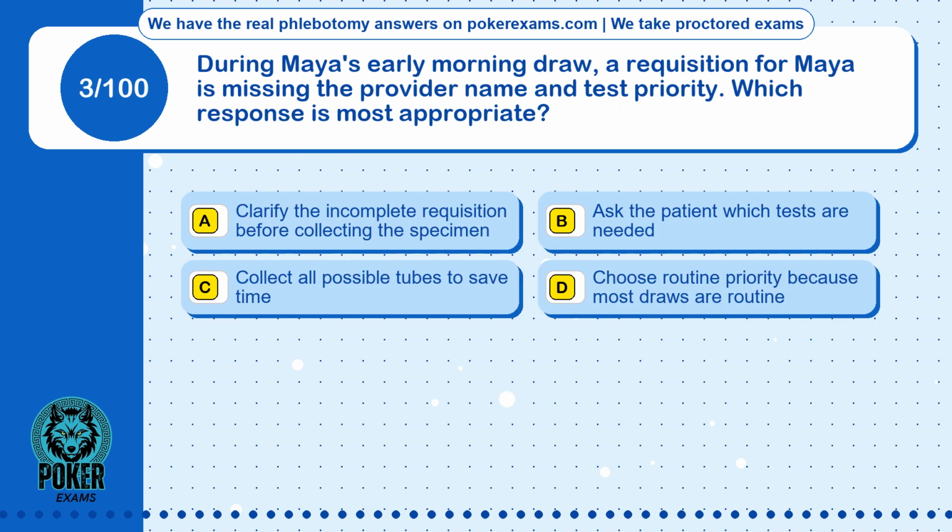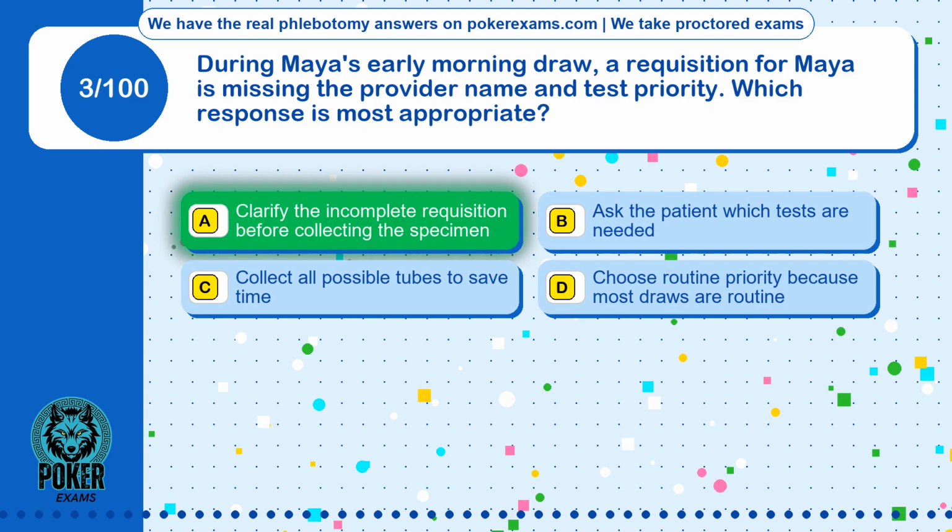Question 3. During Maya's early morning draw, a requisition for Maya is missing the provider name and test priority. Which response is most appropriate? Option A. Clarify the incomplete requisition before collecting the specimen. Option B. Ask the patient which tests are needed. Option C. Collect all possible tubes to save time. Option D. Choose routine priority because most draws are routine.